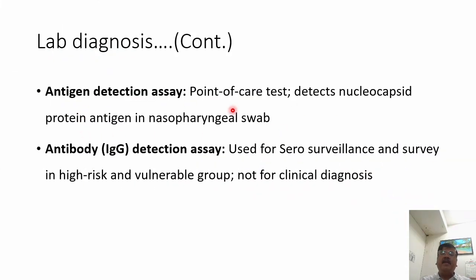Then antigen detection assay, that is called RAT, rapid antigen test, detects the nucleocapsid protein antigen in the nasopharyngeal swab. Antibody is not useful for the acute case. Antibody detection is used only for serological surveillance or survey in high-risk or vulnerable groups, and not for clinical diagnosis, because antibodies will develop later. For development of antibodies, it will take much more time. So it will not be helpful.